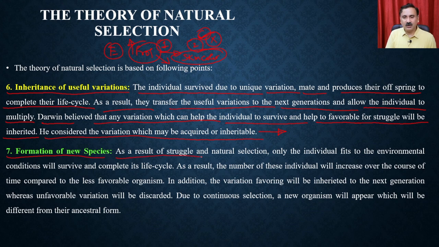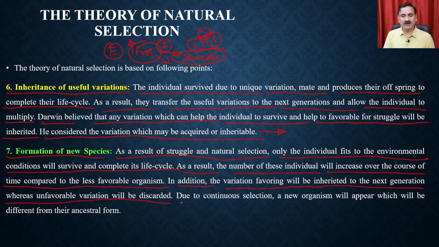So as a result of struggle and natural selection, only the individuals fit for the environmental conditions will survive and complete their life cycle. As a result, the number of these individuals will increase over time compared to the less favorable organisms. In addition, the favorable variation will be inherited by the next generation, whereas unfavorable variation will be discarded. Due to continuous selection, a new organism will appear which will be different from its ancestral form.